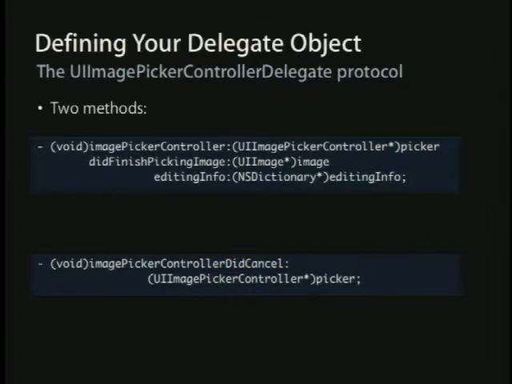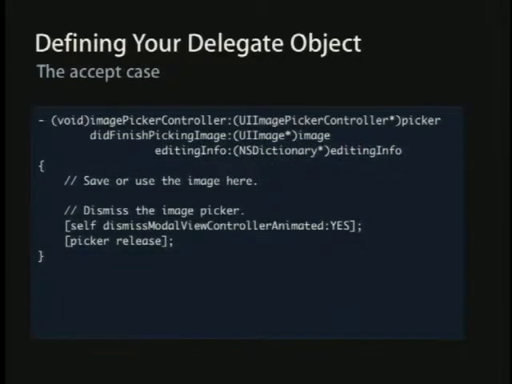And then the second thing there is the image picker controller did cancel. And this will be called in the case where the user actually hit the cancel button rather than taking a picture. And in both cases, you actually want to slide the sheet down. But in this case, you won't get an image because the user didn't actually take one. So you'll just be told that it was canceled. All right, so let's implement those.